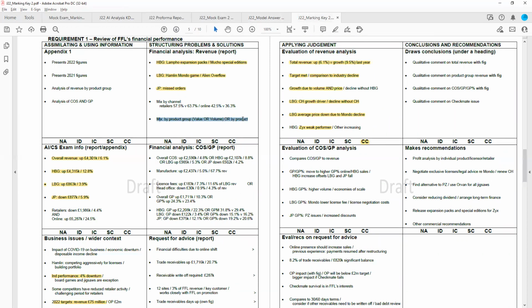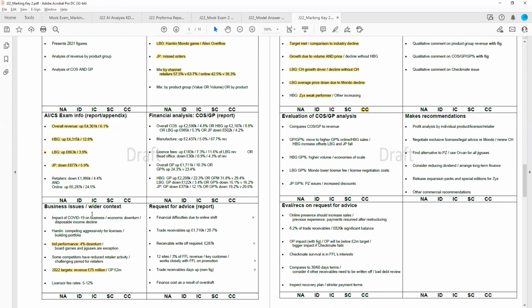You can do mix other ways. I think they'll be quite flexible here because there's different ways you can look at mix. But then, looking at it by channel, and then picked up some context points.